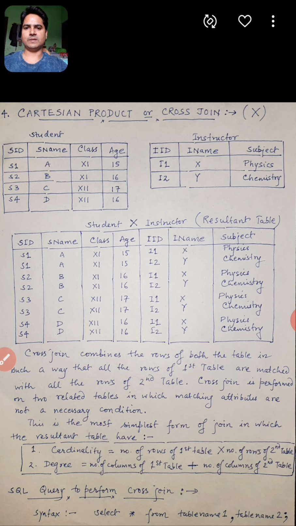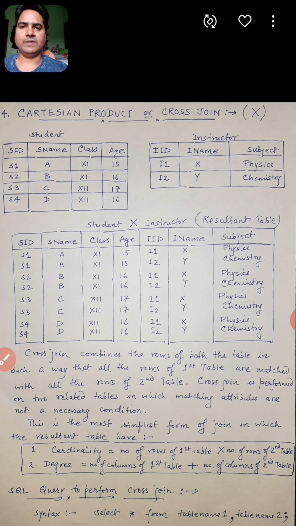Today's topic of discussion is Cartesian product or cross join. You can see here we have assumed two tables, student and instructor. The student table has 4 columns and 4 rows, and the instructor table has 2 rows and 3 columns. So cardinality and degree are clear to all of you. The number of rows determines the cardinality and the number of columns gives the degree.